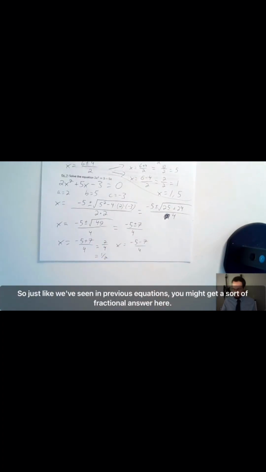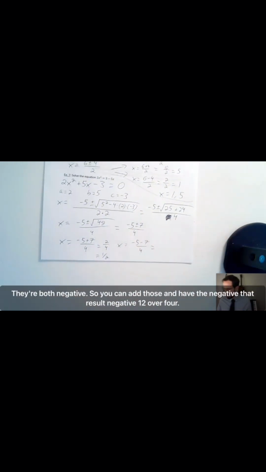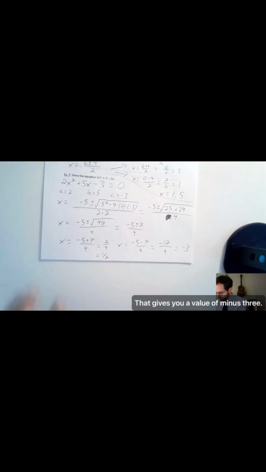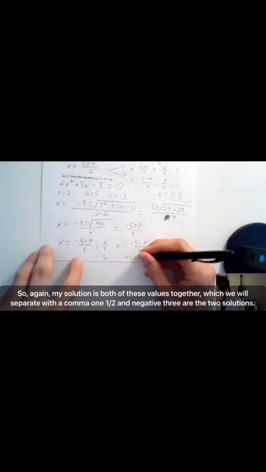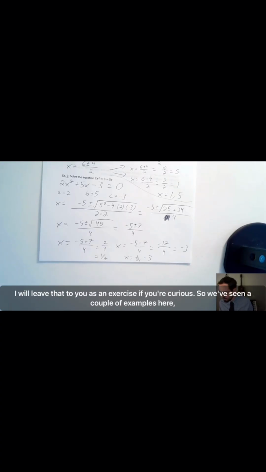So just like we've seen in previous equations, you might get a sort of fractional answer here. And then in this case, x equals, well, -5 minus 7, they're both negative, so you can add those and have the negative result, -12 over 4. That gets you a value of -3. So again, my solution is both of these values together, which we will separate with a comma. 1/2 and -3 are the two solutions. And if you feel like, you could go ahead and double check that you've actually done this correctly by plugging in both of those values. I will leave that to you as an exercise if you're curious.